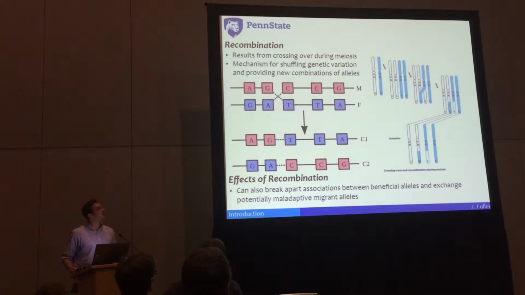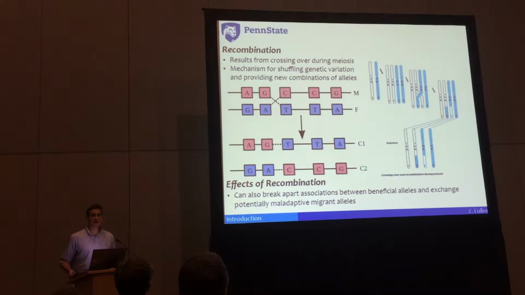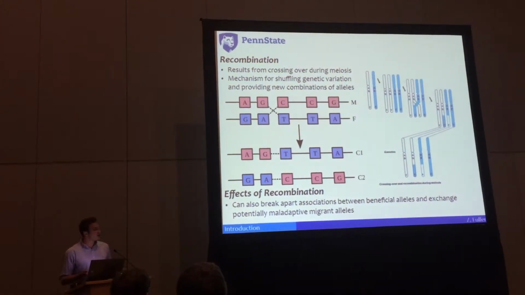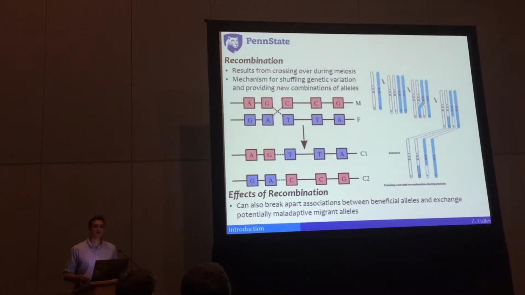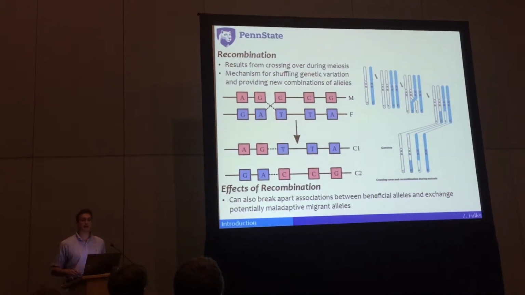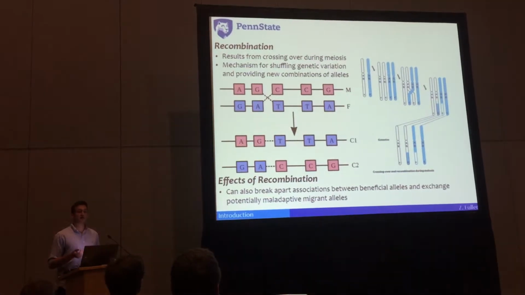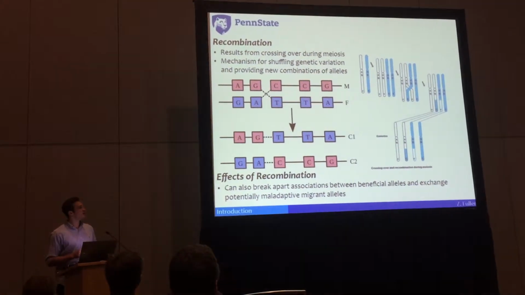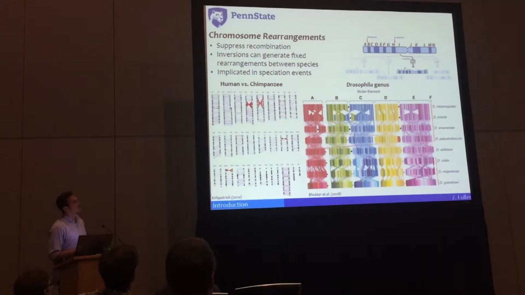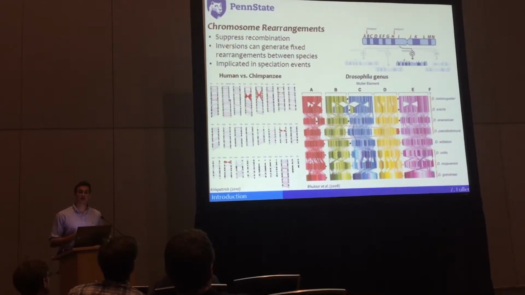So there's both theoretical and experimental evidence that suggests that natural selection is more effective and adaptation is more efficient in the presence of recombination. However, there's also this effect of recombination that it can break apart favorable associations. In the case of local adaptation, it can exchange maladaptive migrant alleles onto the chromosome. So there appears to be a battle between how often you can generate new combinations of alleles versus keeping those favorable associations together. A type of structural variation that can reduce or modify the rate of recombination are inversions.